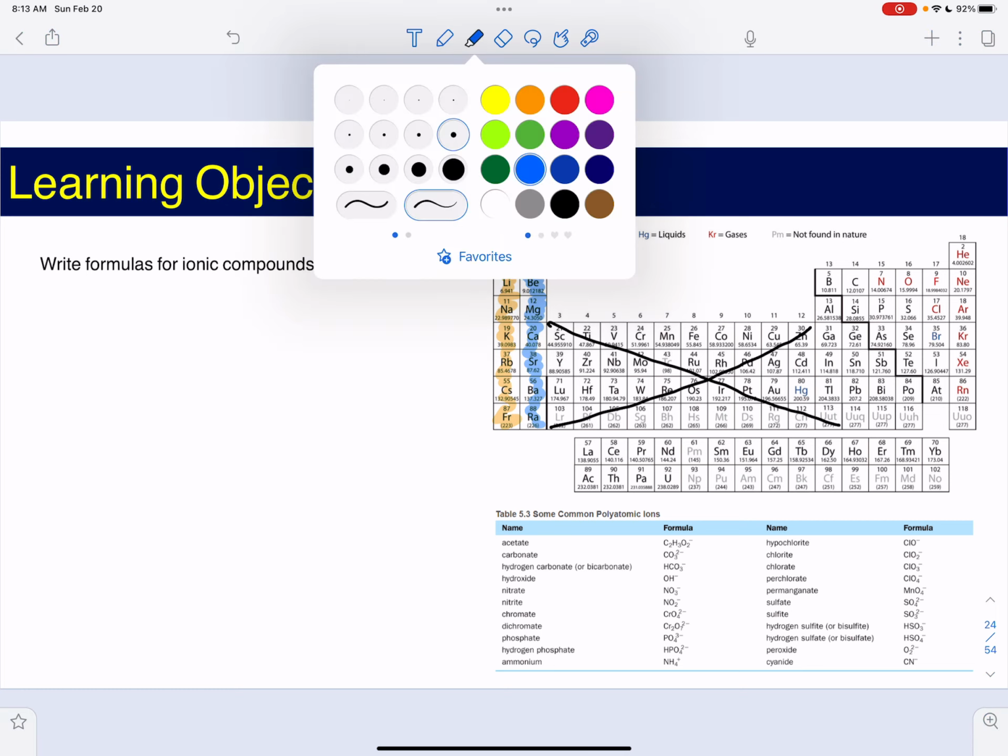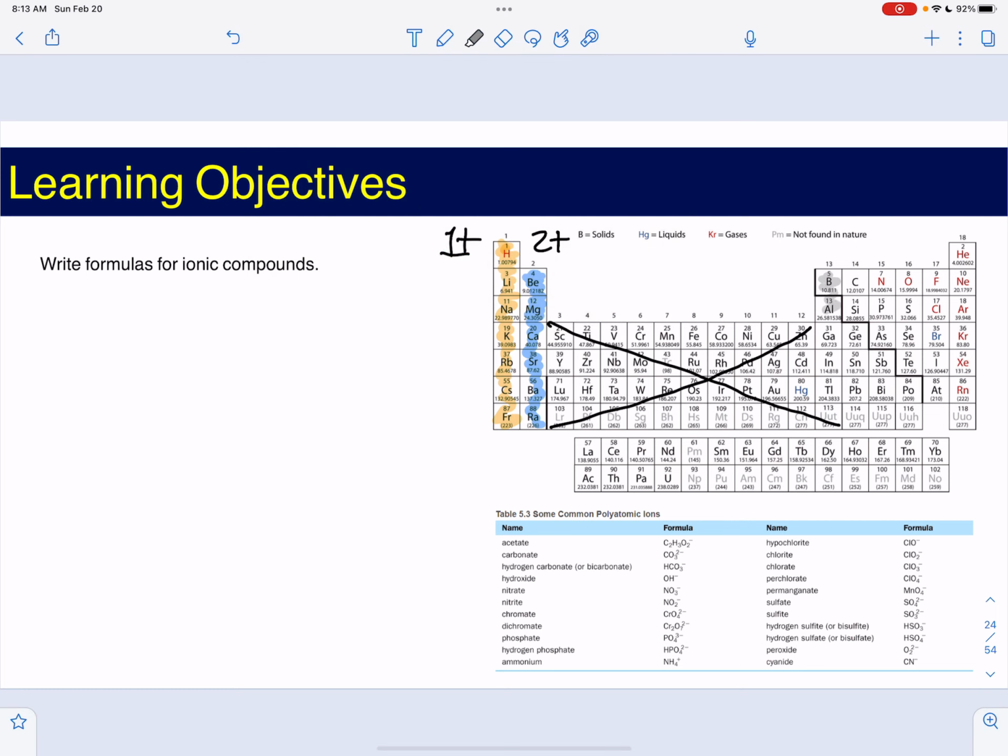Anything on this column will be 3 plus. There's something special about this column, so we are not going to talk about that column. And then anything over here will be 3 minus.